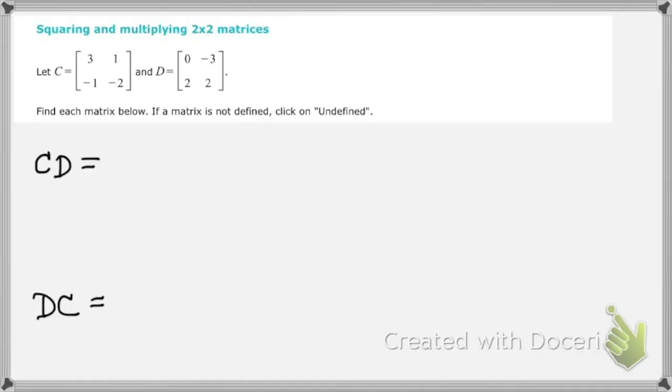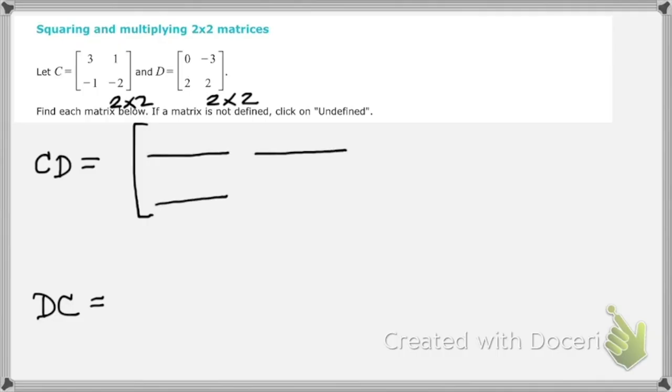So, first off, it's probably good to look at what the resulting dimensions are. So I'm going to say that a 2 by 2 matrix times a 2 by 2 is going to give me a 2 by 2. So I got that, 2 by 2.